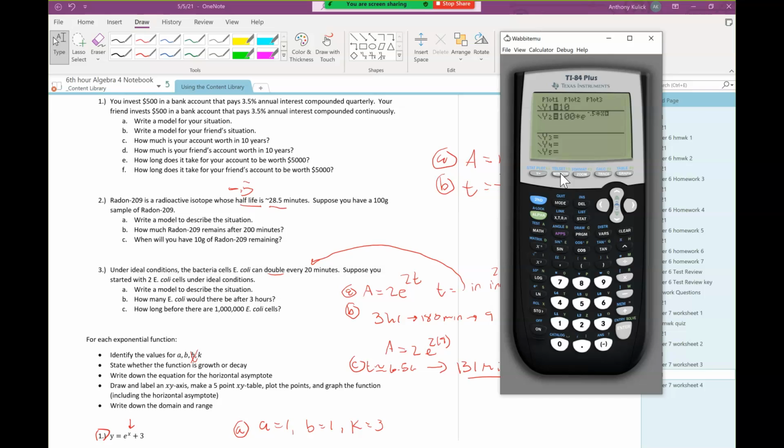Yes. It's kind of silly, but where did you find E? Like, why would I find E on? Second, and then the ln button. It's on the left side. Okay, I got it.